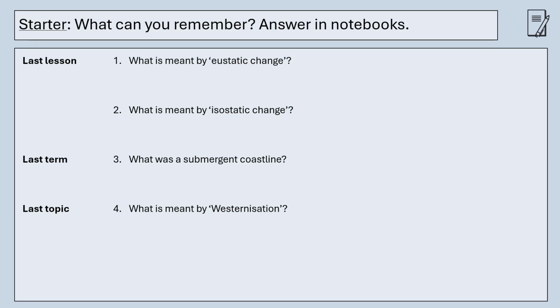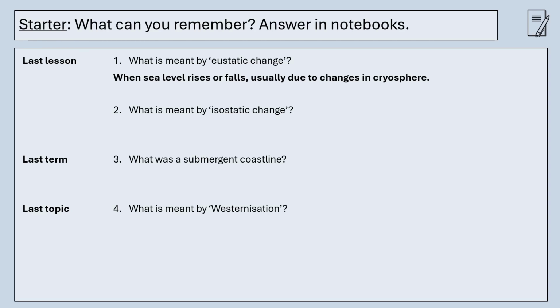So, question 1. What is meant by eustatic change? Hopefully you put something along the lines of this. So when sea levels rise or fall, usually due to changes in the cryosphere. But it could also be due to changes in thermal expansion. So we know that due to global warming and climate change, the global average sea temperature is increasing, which is causing thermal expansion of our ocean, increasing the volume, which is increasing the sea level.